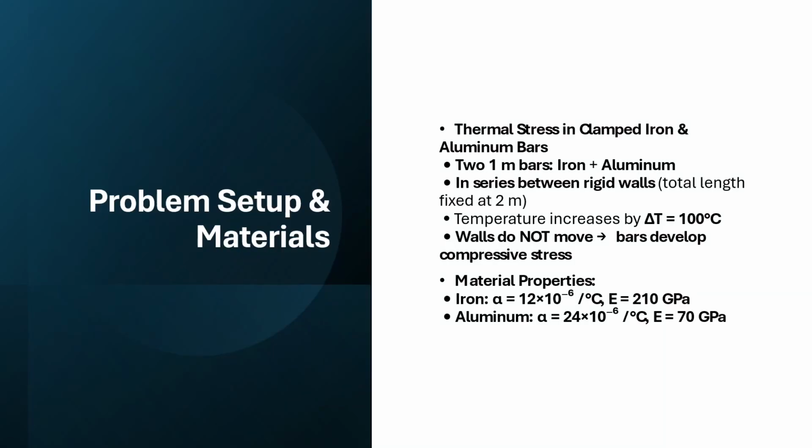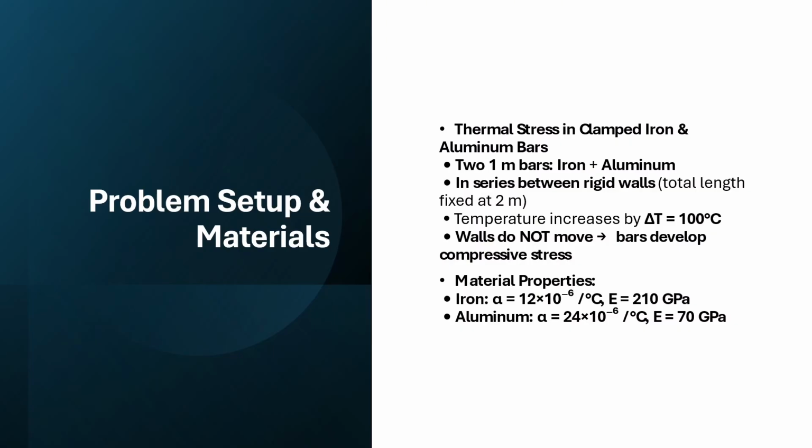Hello everyone, my name is Dimitri and today I'm explaining thermal stress in a system with an iron bar and an aluminum bar. Each of these bars is 1 meter long and they are placed in series between two rigid walls. The temperature increases by 100 degrees Celsius, but the walls do not move, so the total length must stay at exactly 2 meters.